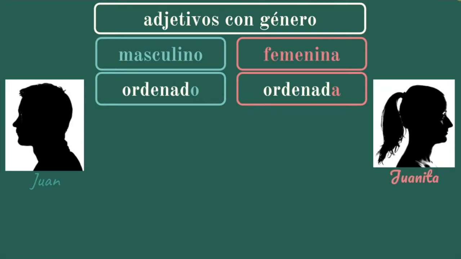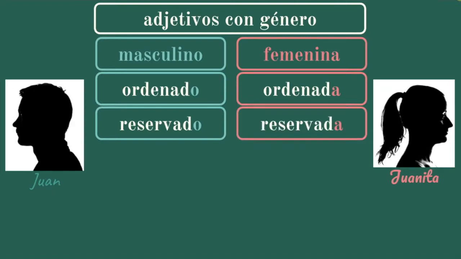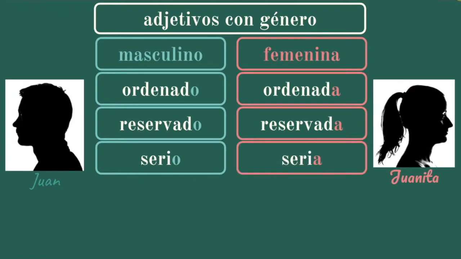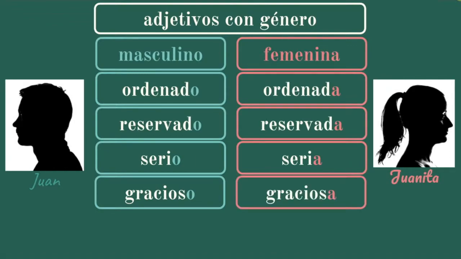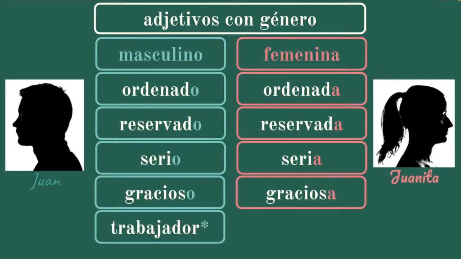Juan is shy. Juan es reservado. Juanita es reservada, okay? So again, same root word, Juan ends in O, Juanita ends in A, okay? Okay, next we have serious. Serio, seria. Funny, gracioso, graciosa, okay? And then hardworking, trabajador, okay?